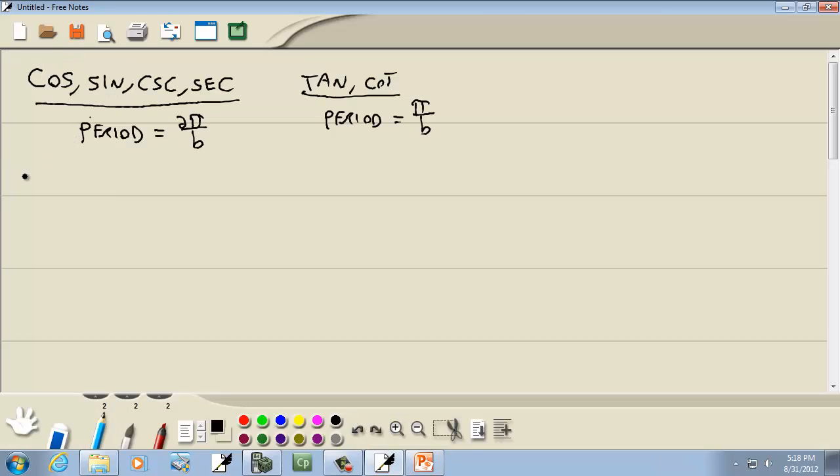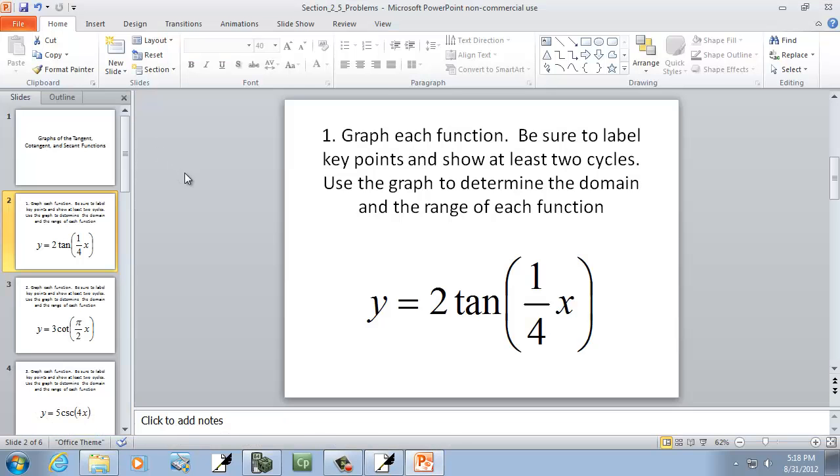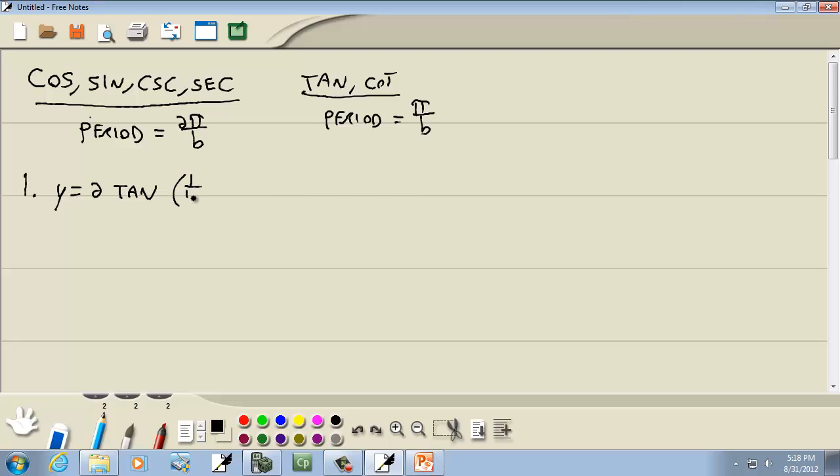Okay, so we have y equals 2 tangent of 1/4 x. Now the b is what's before our x here. So our period is going to equal pi over b, so pi over 1/4. If you've got a single fraction, you flip it and multiply it times your top part. So we've got pi times 4 over 1, which gives us 4 pi.